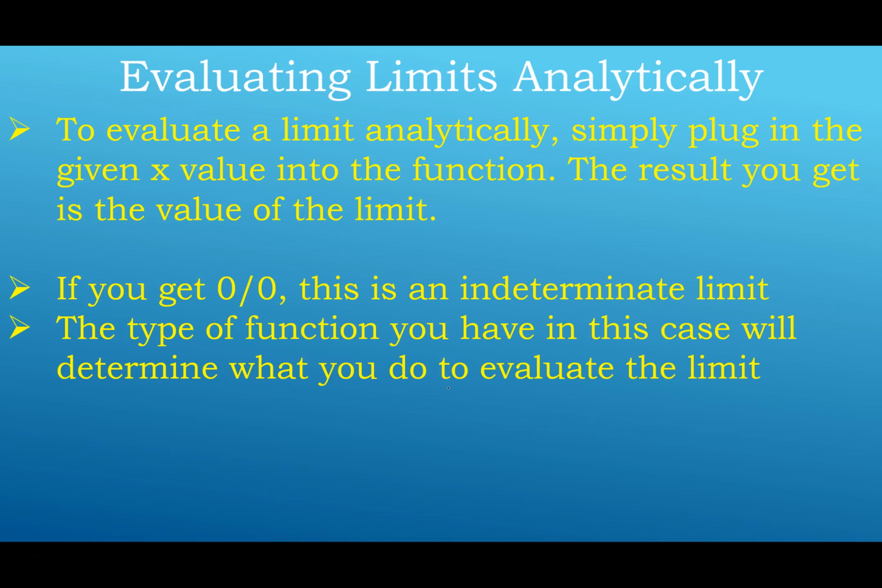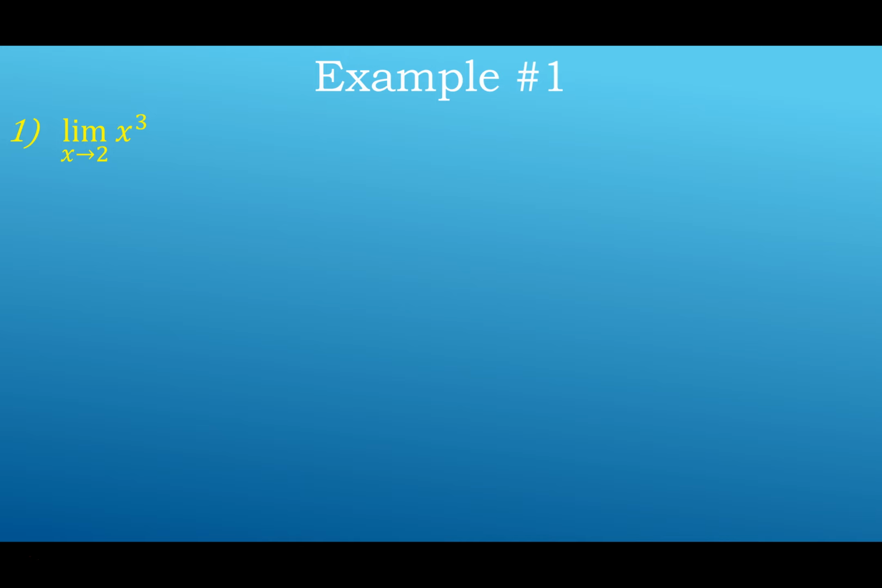Now, if you get 3 divided by 0, that's fine. That's a does not exist limit, because you can't divide by 0. If you have 0 divided by 3, that's also fine, because that's 0. No big deal. But if you get 0 over 0, that's a special type of limit, and we will discuss how to deal with that. But in general, you just plug in.